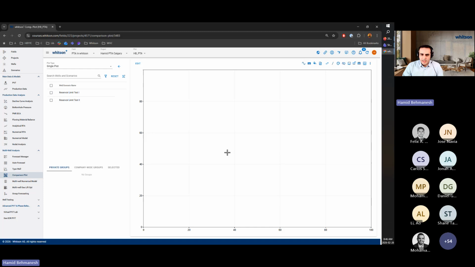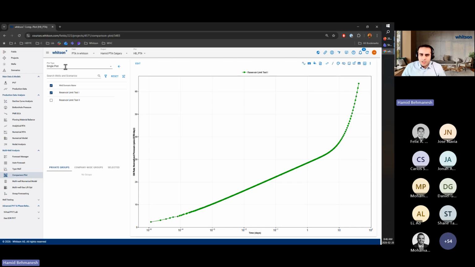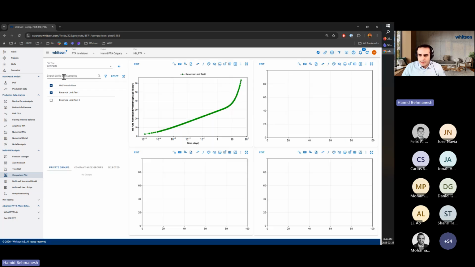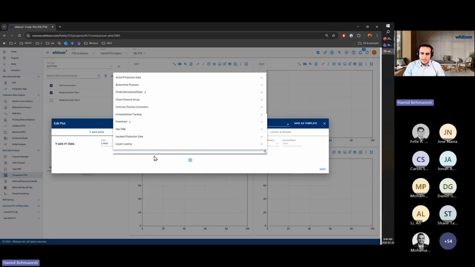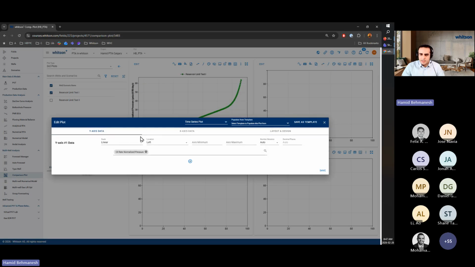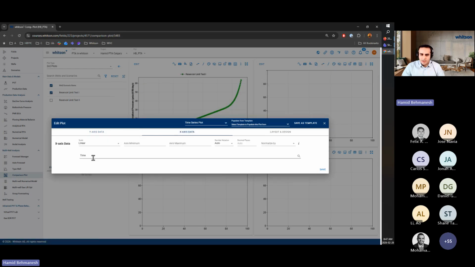Then you don't see anything because you haven't selected any of these wells. Click on reservoir limit test 1, and you should be able to see this. Switch this plot type to 2 by 2. We're going to add another plot here beside it. So on the 2 by 2 plots, click on edit, and on the y-axis again, plot oil rate normalized pressure, and on the x-axis, leave it at time and leave the scale to be linear.